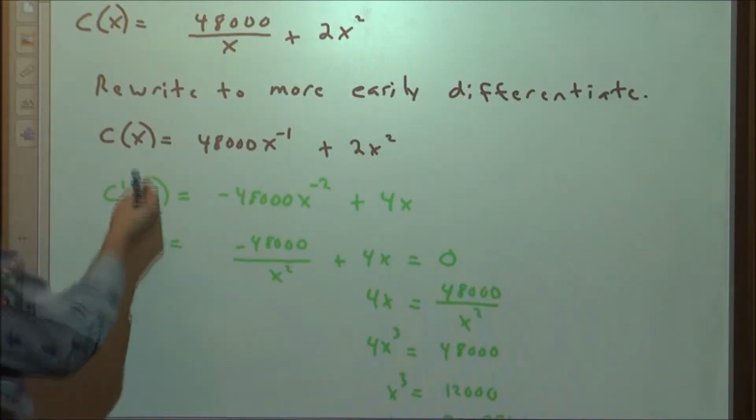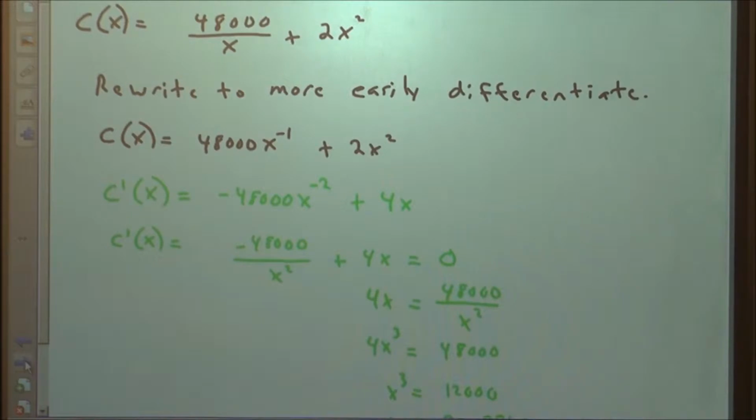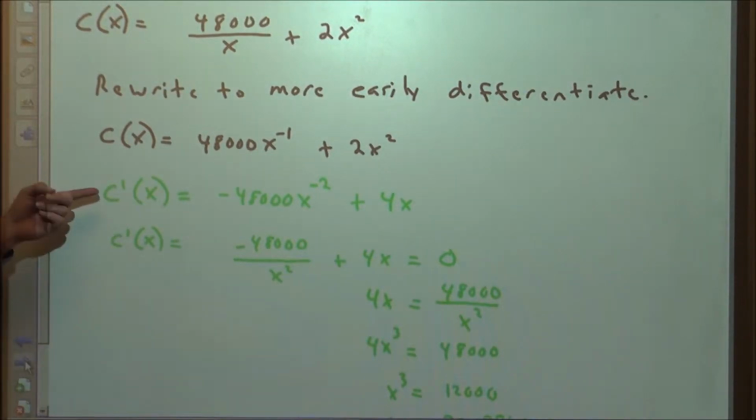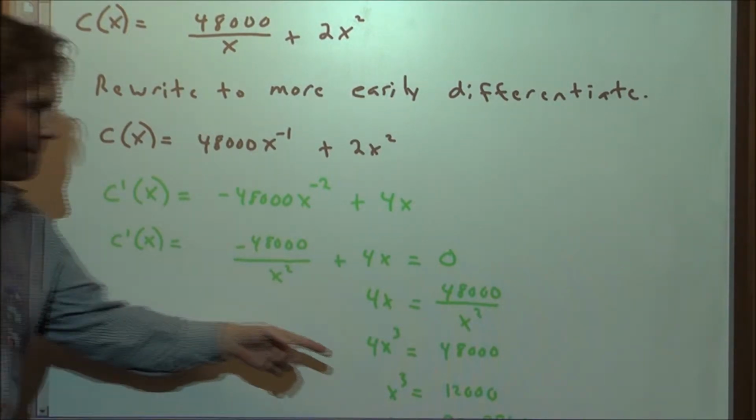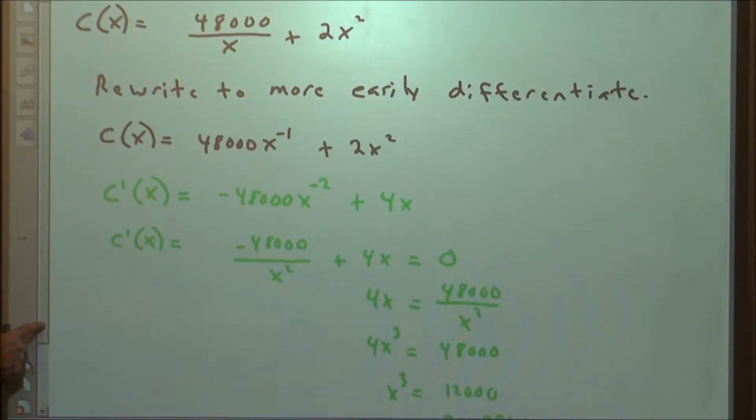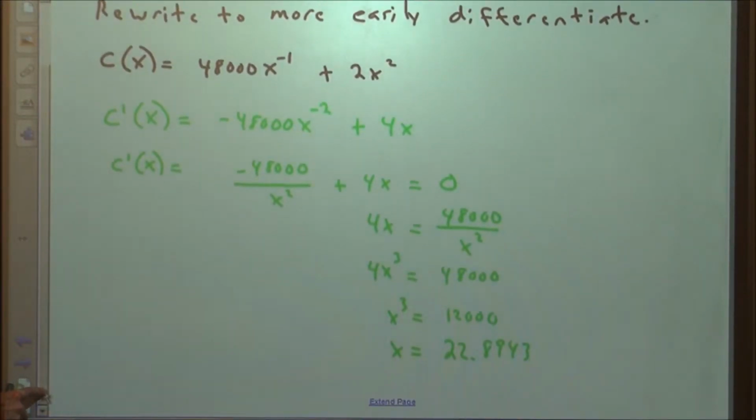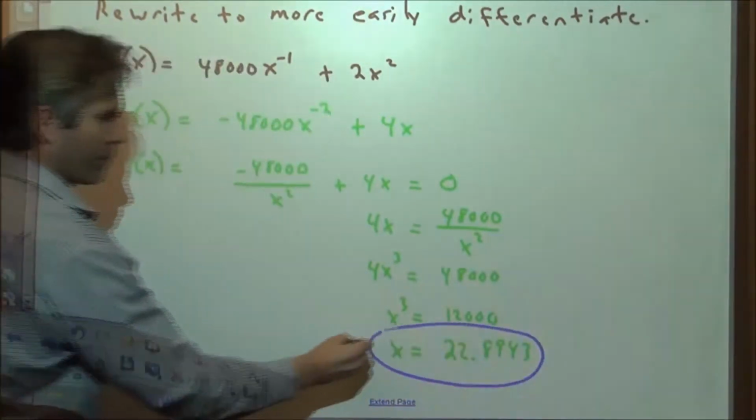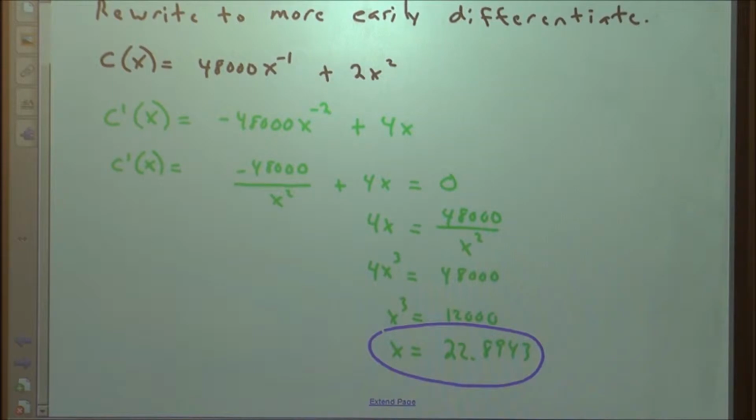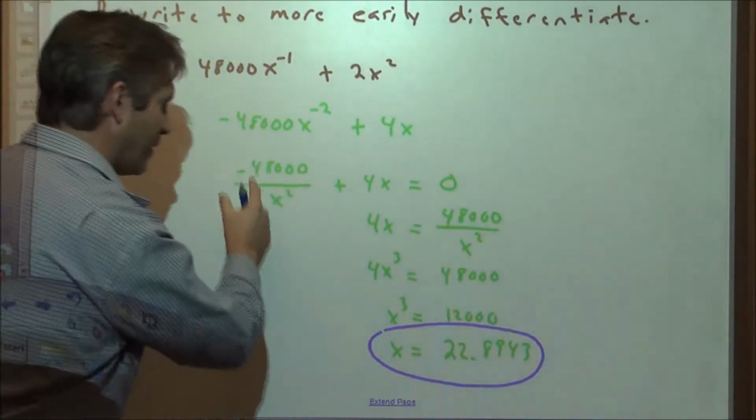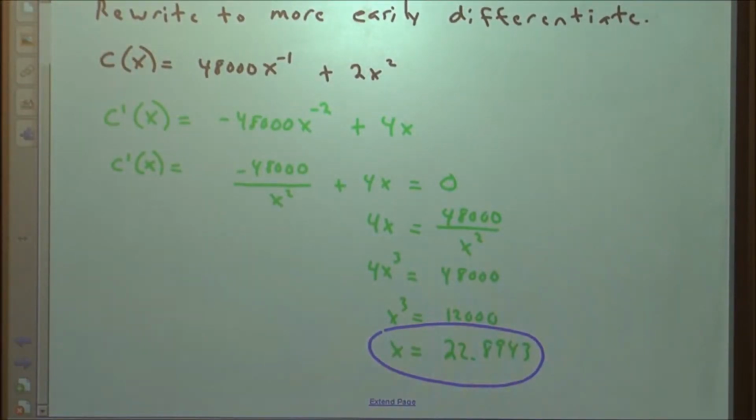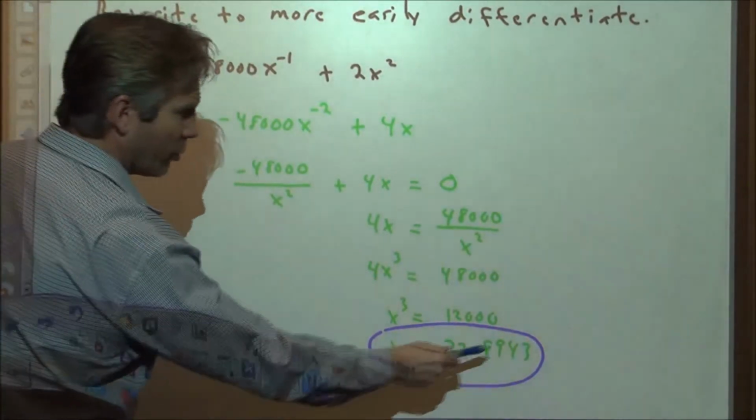Now that we have this cost function, we can rewrite it more easily so that we can differentiate. So we'll write it as x to the negative 1, and then let's take the first derivative. If we keep doing the algebra, hopefully you can follow all that. We end up with that right there. Get this negative over to the right side, so 4x equals that, and just isolate the variable. So x equals 22.8943.